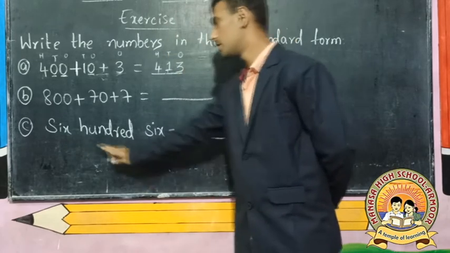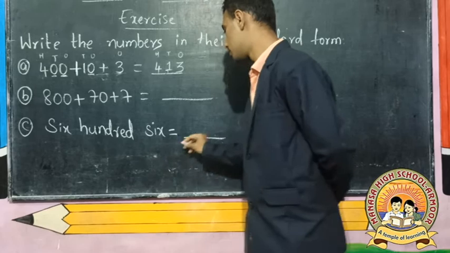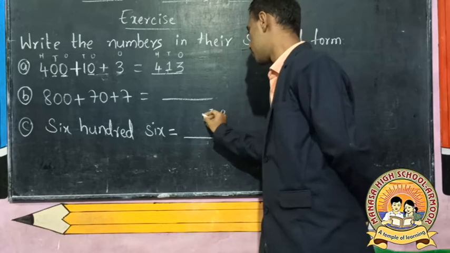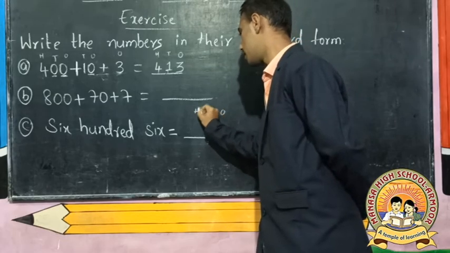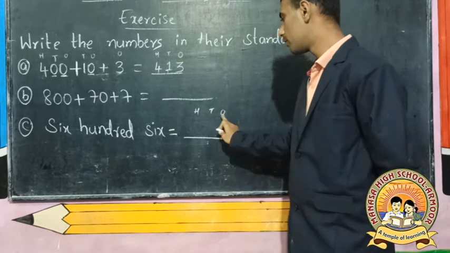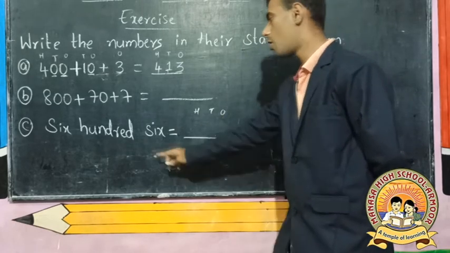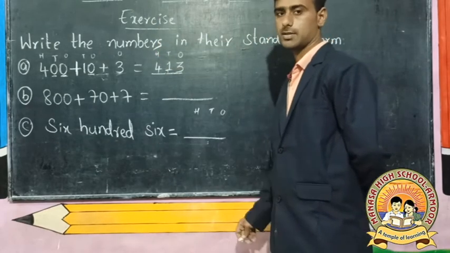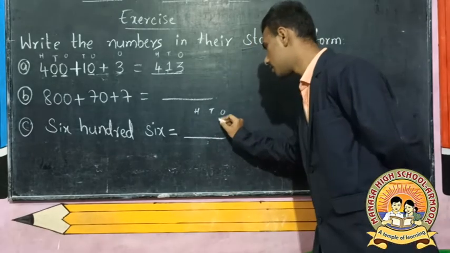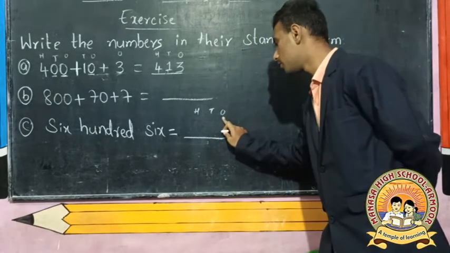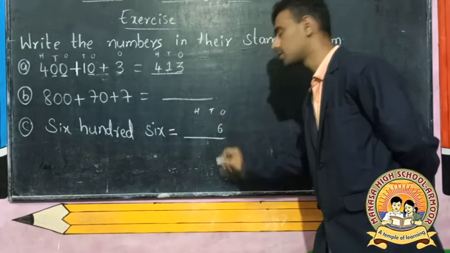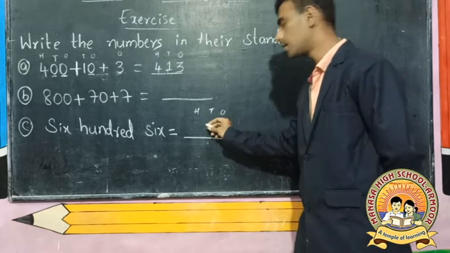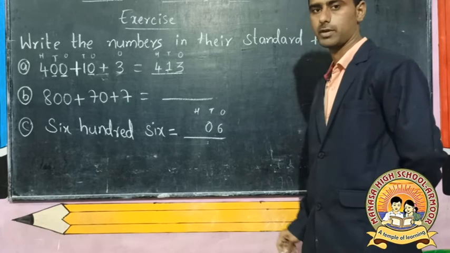606. So children, before writing the answer, place the ones, tens and hundreds. So in the ones place we have 6. How many hundreds are there? 6 hundreds are there. How many ones are there? 6 ones are there. Tens. Now look here. How many ones are there? 6 ones are there. Tens. There is nothing in the tens place. So what do we have to write? 0 we have to write.